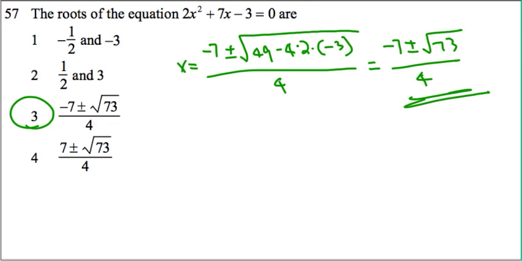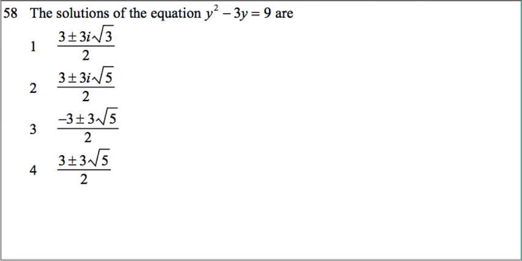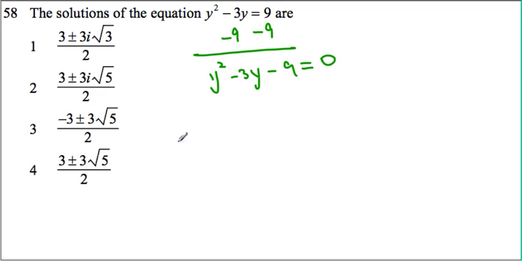Alright, let's move on to number 58. Same idea, how we're going to get it. In order for us to use the quadratic formula, we have to subtract 9 first and set one side of the equation equal to 0. So y squared minus 3y minus 9 equals 0. And what are we going to do?